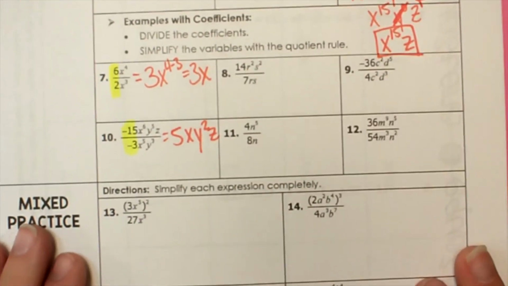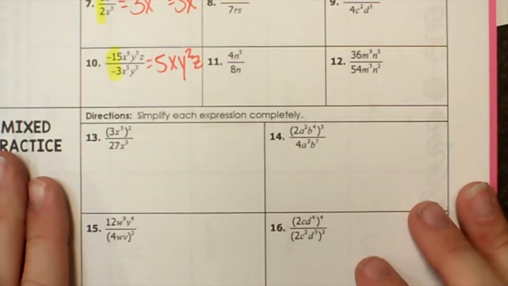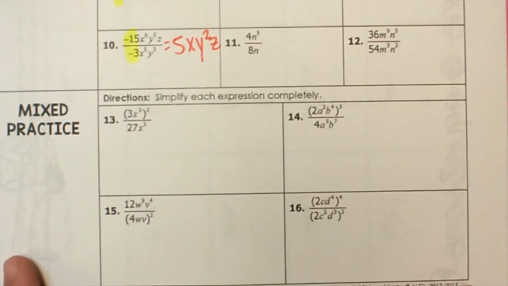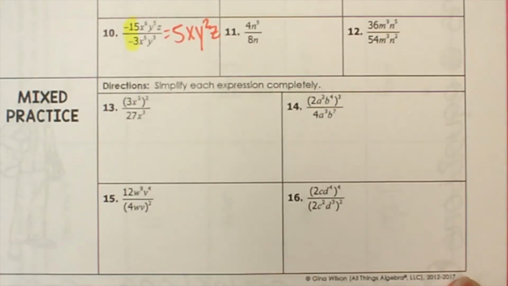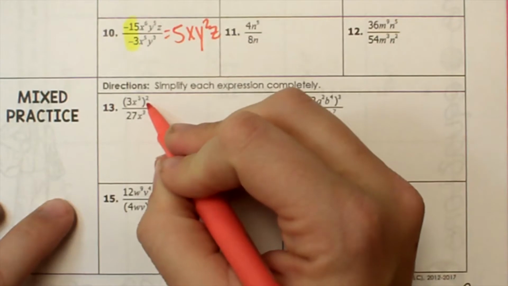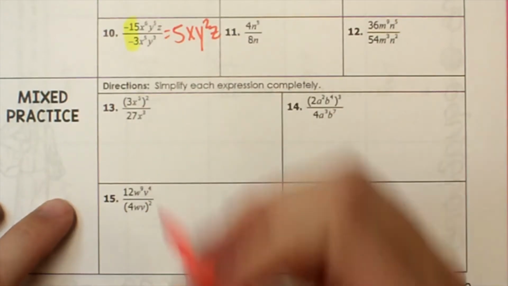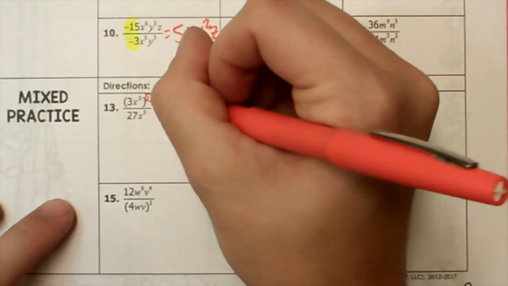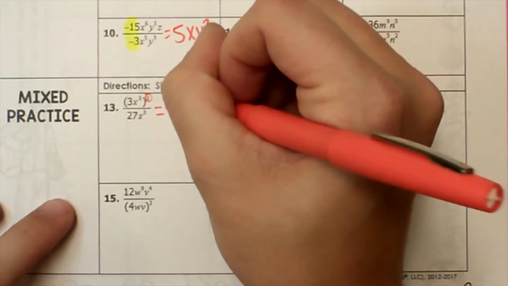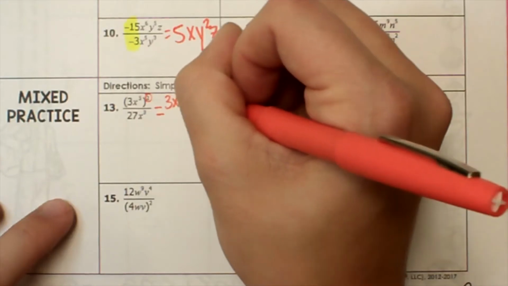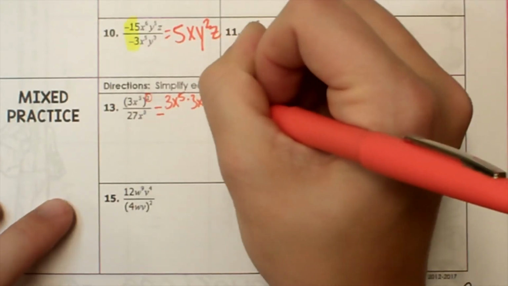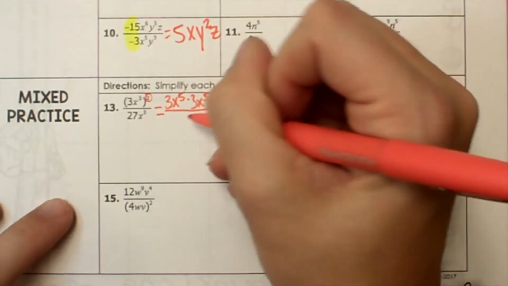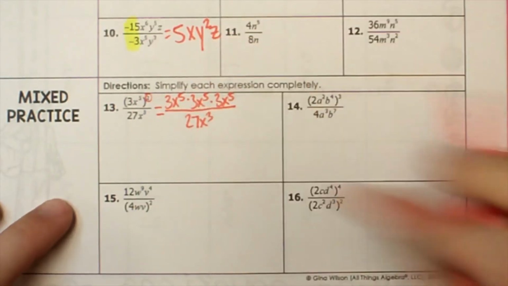Let's look at 14. We'll go ahead and do this one as well. Because if you look, actually, let's do number 13. You have to follow PEMDAS, right? And I said you have to take care of the parentheses with the exponents. So looking up top, I have 3x to the 5th. So what this looks like is I have 3x to the 5 times 3x to the 5 times 3x to the 5, divided by 27x to the 3rd.